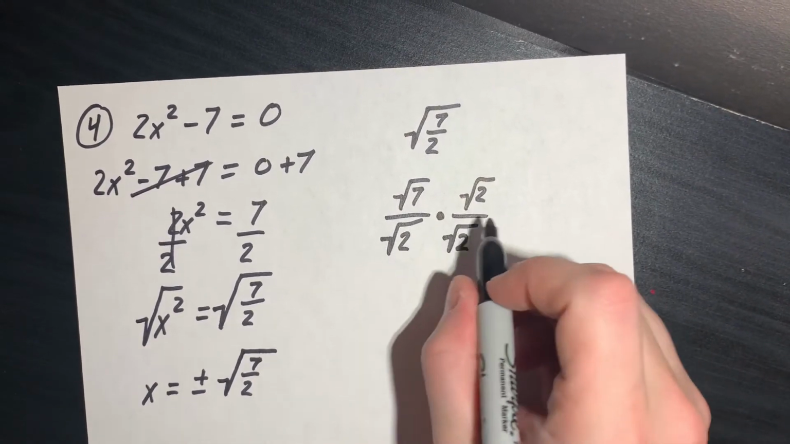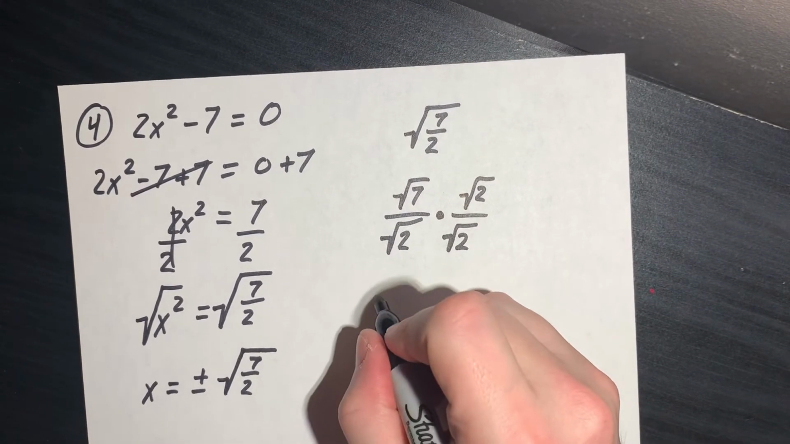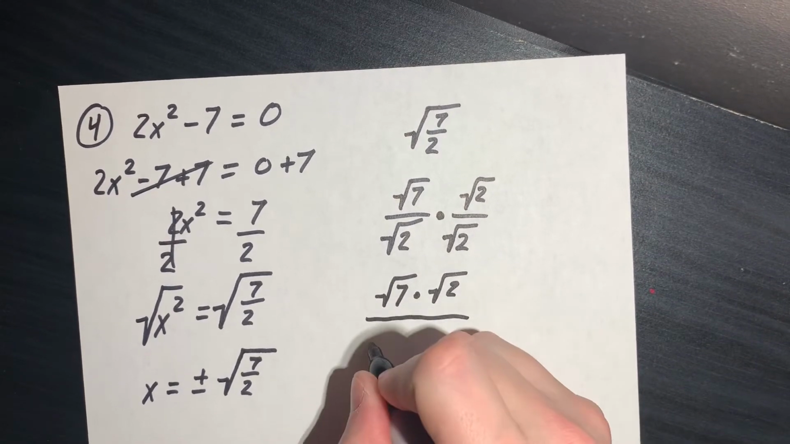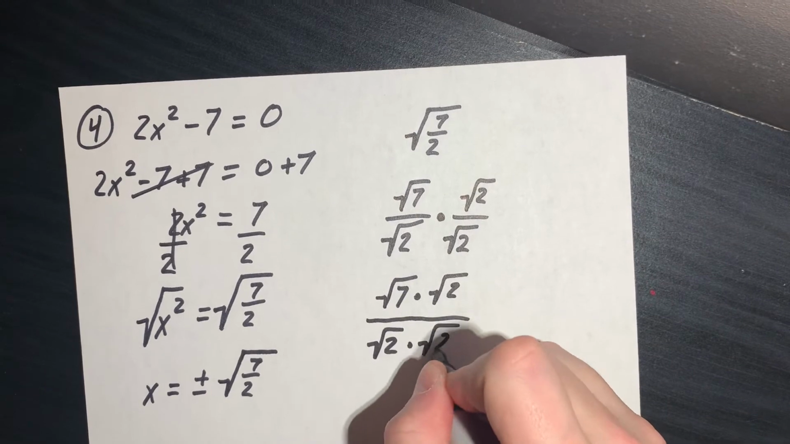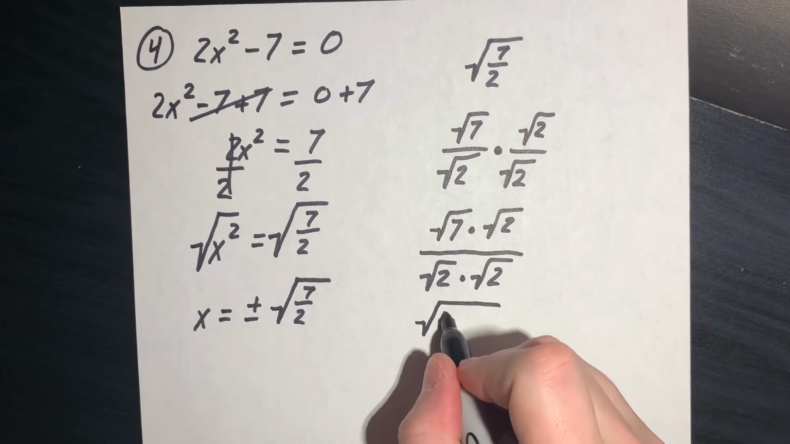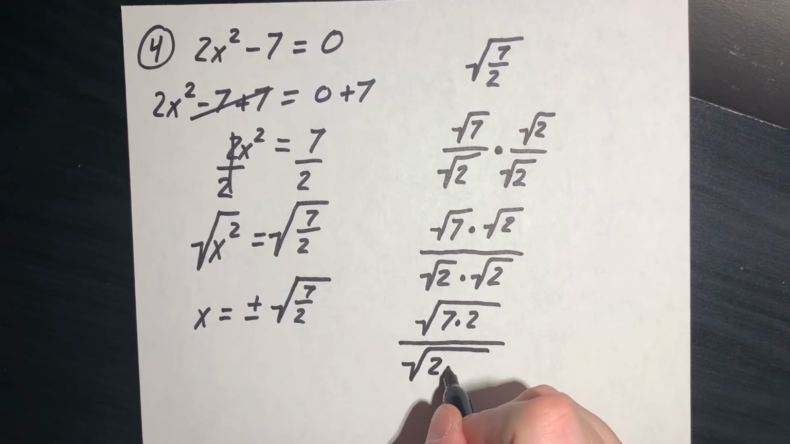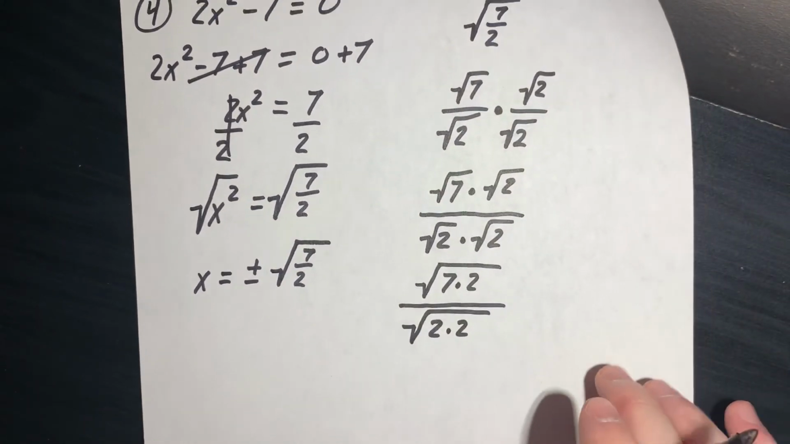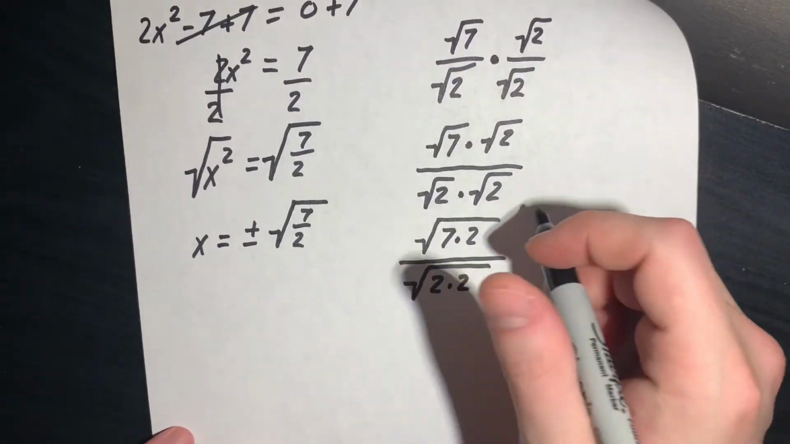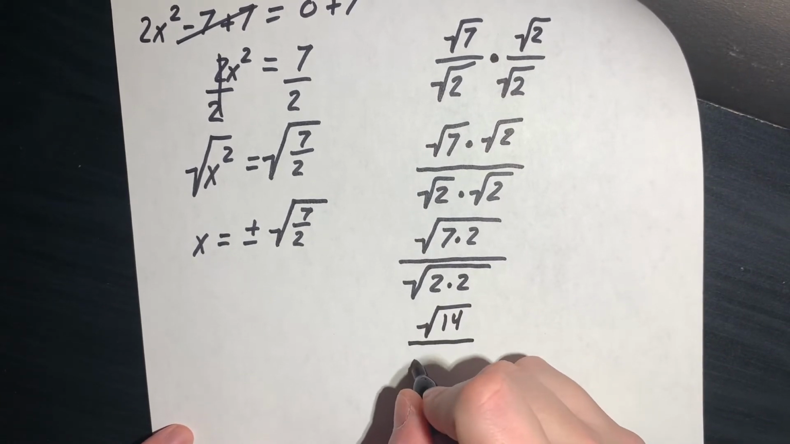So now, of course, when we multiply fractions, we go straight across the top, straight across the bottom. So that's going to give us square root of 7 times square root of 2 all over square root of 2 times square root of 2. Okay, so this is the exact same thing as the square root of 7 times 2 all over the square root of 2 times 2. I know this is tedious and ugly, and you guys are not going to like this. I'm sorry, just try to practice. And okay, so now that's going to give us the square root of 14 all over the square root of 4.